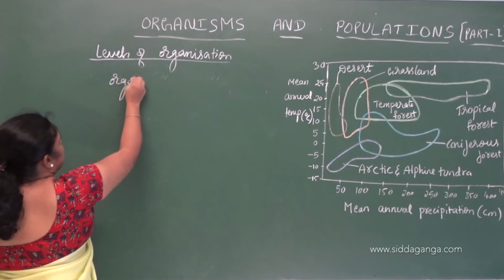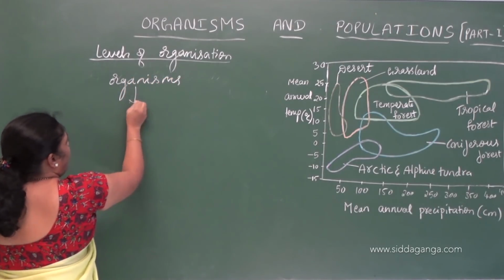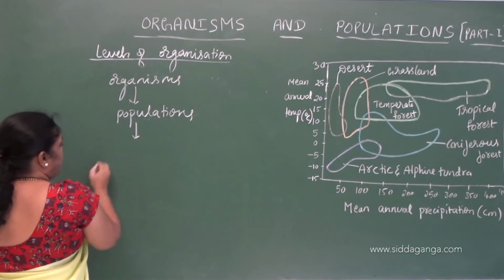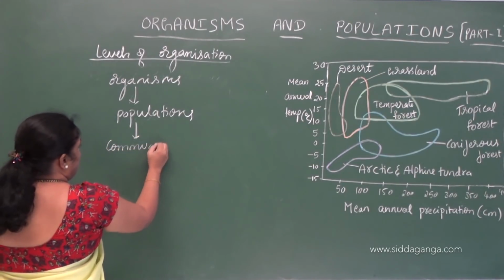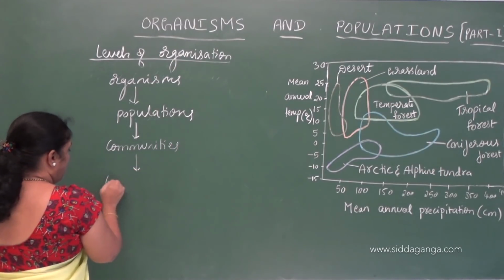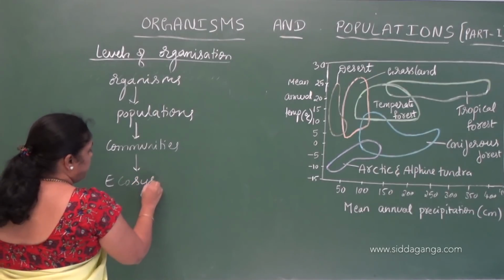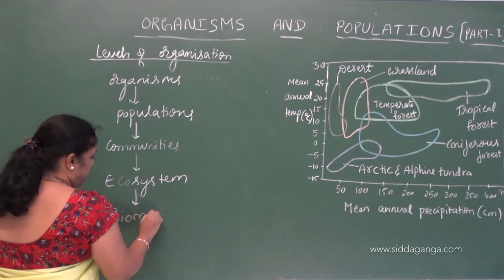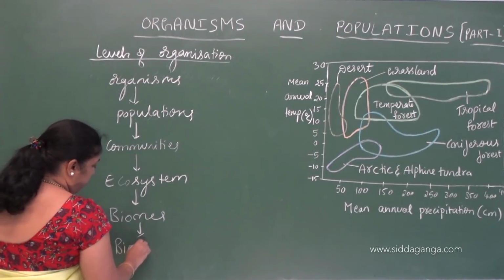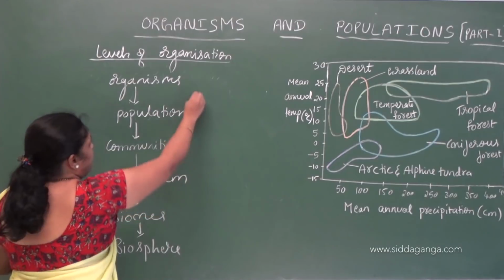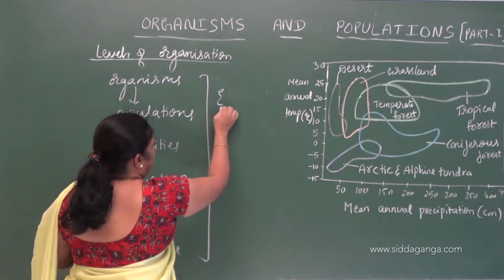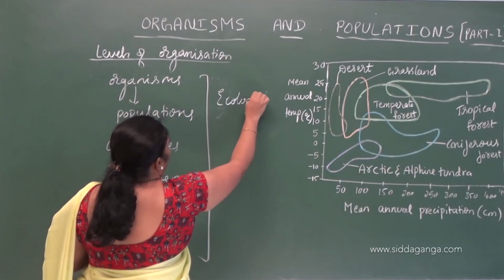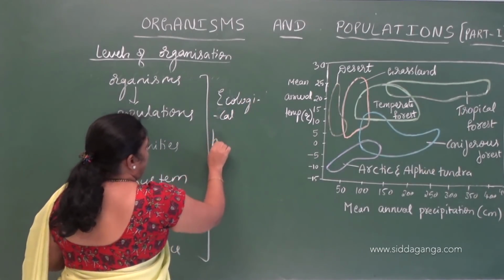So organisms give rise to population. That gives rise to communities. Communities give rise to ecosystems. Ecosystem gives rise to biomes. Different biomes give rise to biosphere. So these all come under ecological hierarchy.